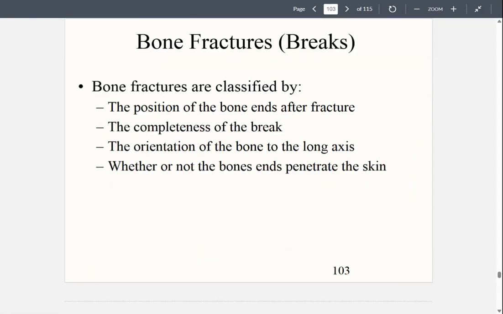Bone fractures. Bone fractures have a variety of classifications, but general classifications are going to follow a couple of premises. 1. What position are the bone ends in after the fracture? How complete is the break? So is it all the way through or only partially through the bone? What orientation is the bone on the long axis? So has it twisted at all? And has the bone broken the skin?